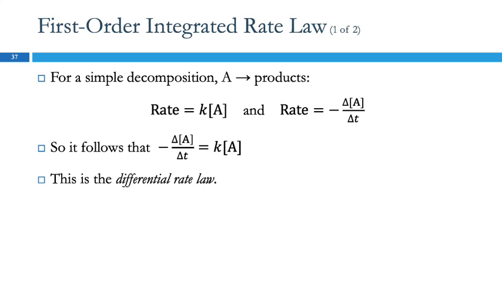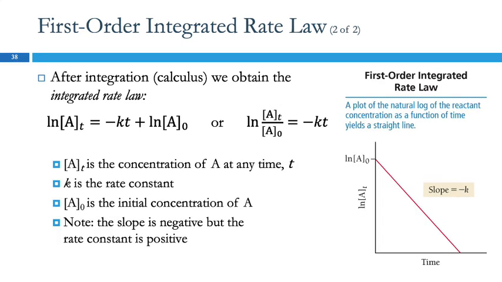The good news is you don't need to know any calculus to be really good at this stuff. So instead of messing around, we just say, well, after integrating this, here's what we get. So this is the integrated rate law, and if you're not into calculus, just believe it, and you'll be fine. So this is saying that the natural log of the concentration at time t is equal to negative the rate constant times that time plus the natural log of the concentration initially at 0.